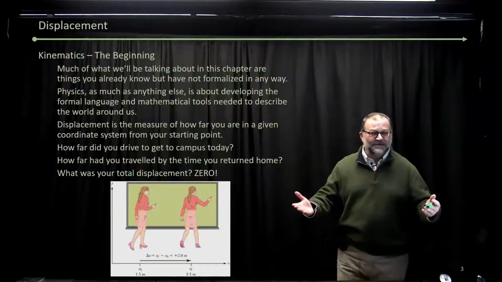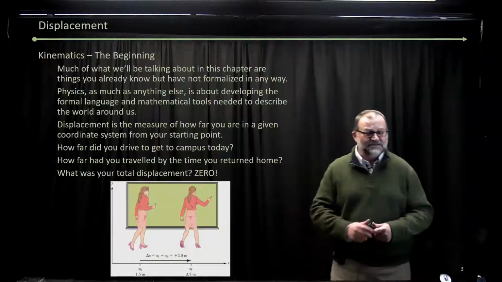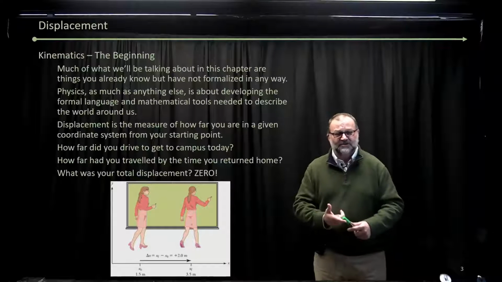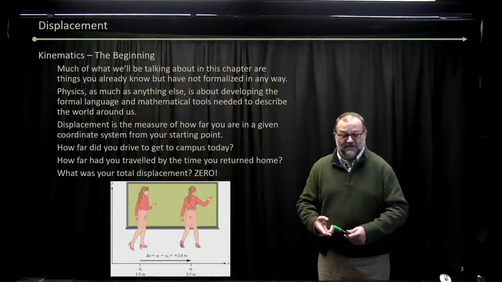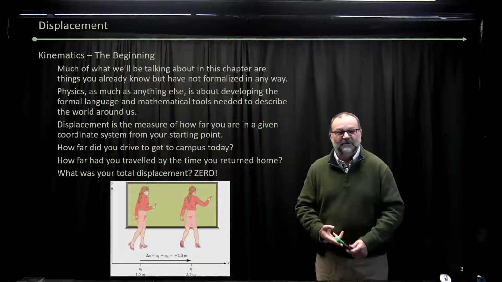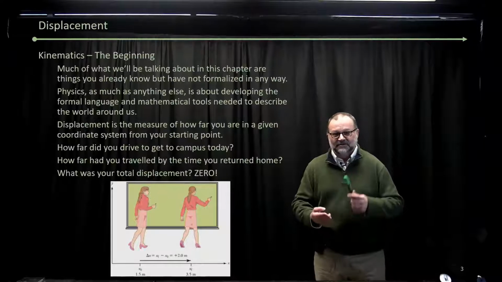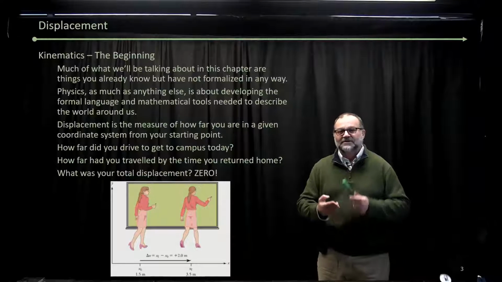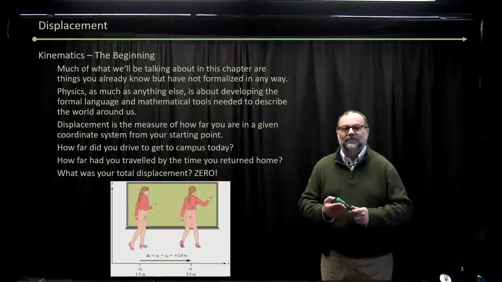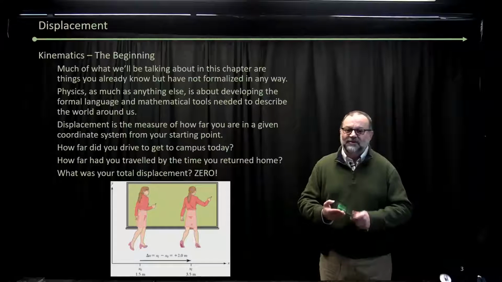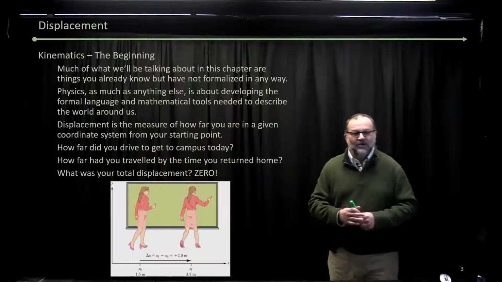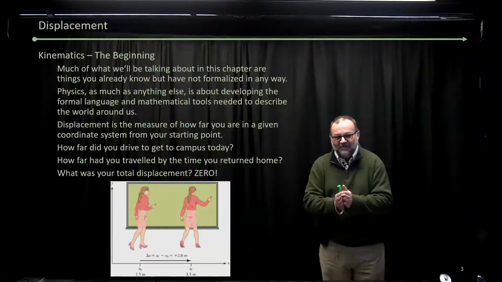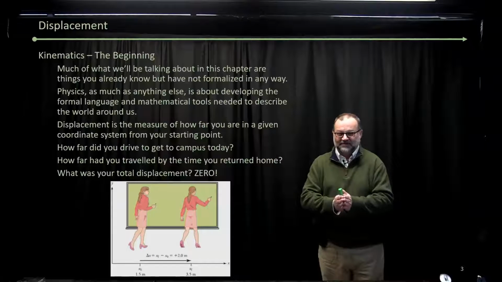You typically do this in a day. You're going to leave your house to go to work. Let's say you're even flying. You're going to fly around, come back to the same airport, come back to your house. You're going to end up right where you started. So your displacement is 0, even though you've been all over the place. All right? So displacement is all about how far am I from where I started.